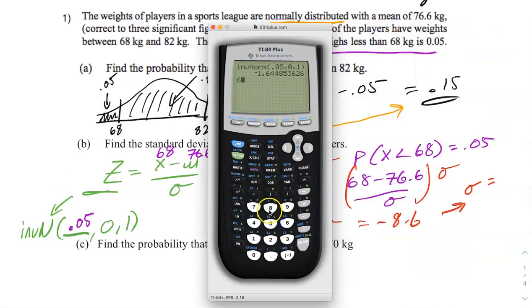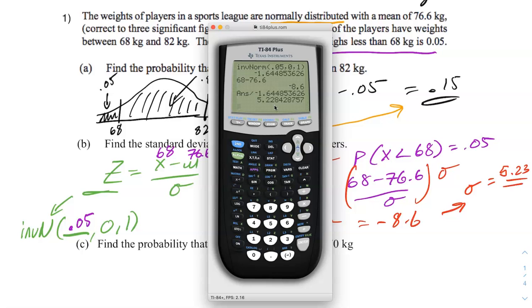I'm going to do this to make sure: 68 minus 76.6. It wouldn't be the first time I mess up a subtraction problem. Okay, I feel better about myself. And then you divide it by the answer, the inverse normal value. Again, you want to keep those answers from the calculator. So now here I could round. It's going to be 5.23.